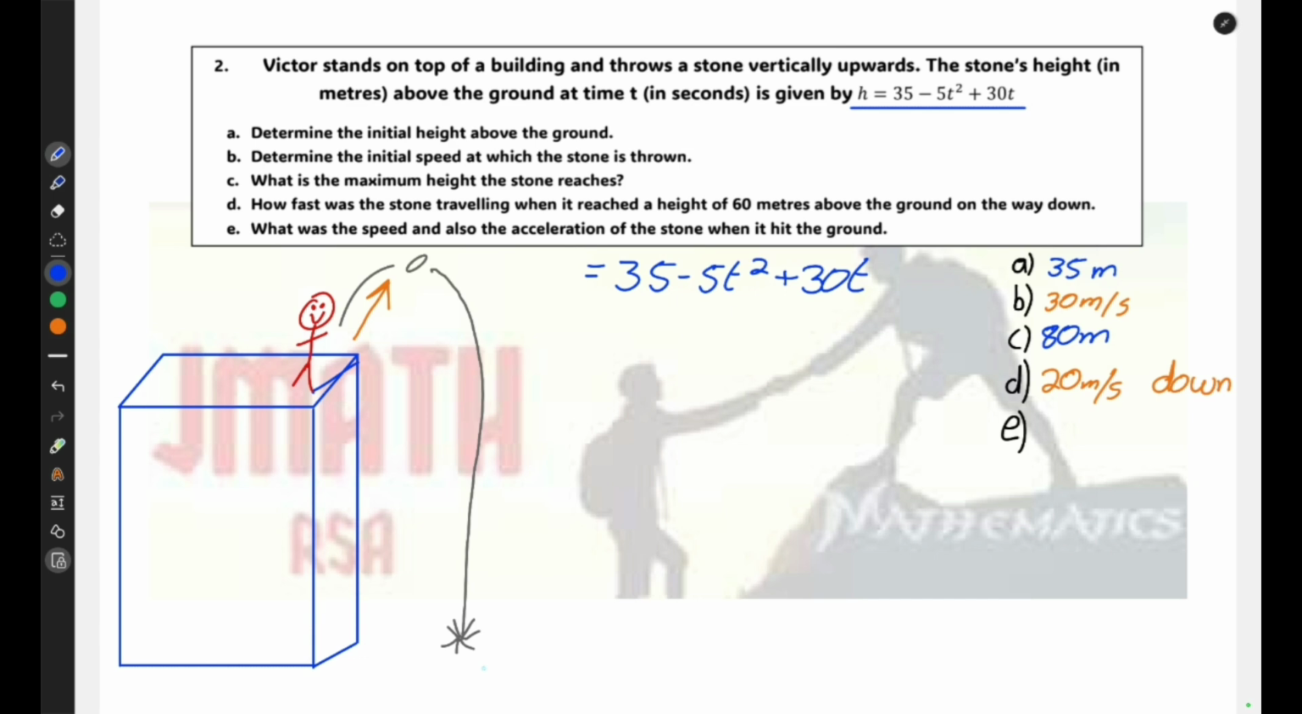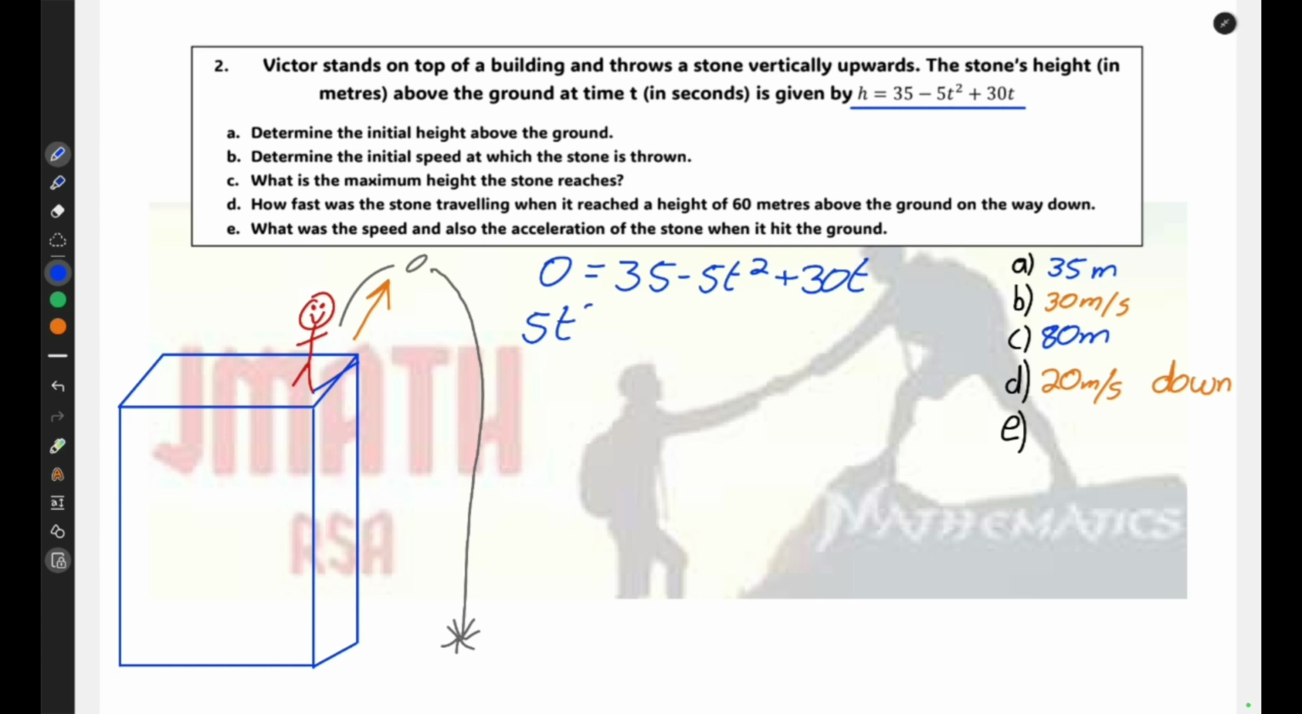Question E, what was the speed and also the acceleration of the stone when it hit the ground? So in my little Picasso sketch there, that point there. So I firstly need to figure out what was the time when it hit the ground again. I'm going to do that by taking the original equation, so the height equation, and saying what was the time when height was 0. Now I can just solve again.